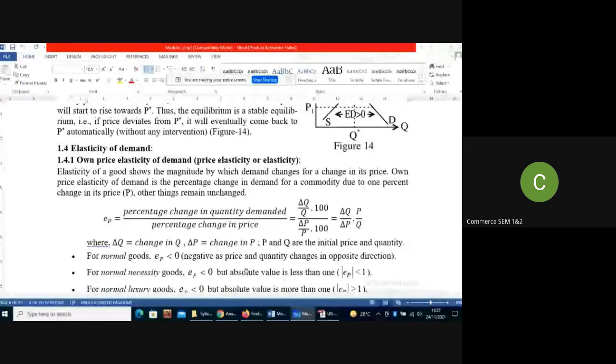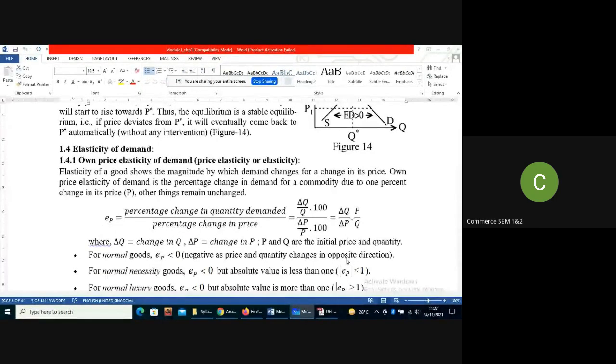For Giffen goods, as price and quantity move in the same direction, if price increases by 10%, quantity demanded will also increase. It can be equal to 10%, more than 10%, or less than 10%. That doesn't matter. The only thing that matters is that if price rises, quantity demanded also rises. So both move in the same direction, and the value of elasticity will not be negative like in the case of a normal commodity.